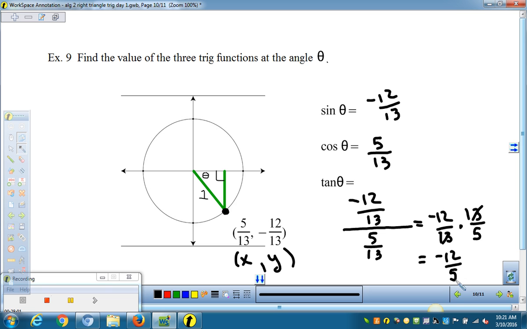So on the unit circle, it's even easier. The way I remember this is cosine starts with C, sine starts with S. C comes before S in the alphabet, X comes before Y in the alphabet, so cosine corresponds with X, sine corresponds with Y.